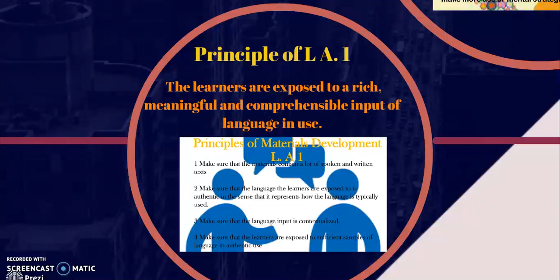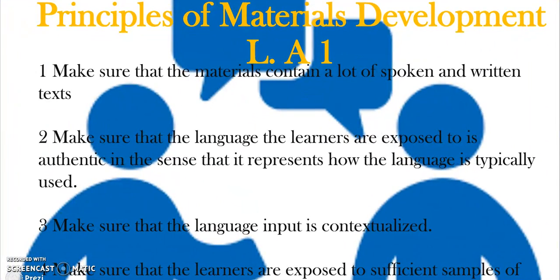Okay, let's continue. Principle of language acquisition 1. The learners are exposed to a rich, meaningful, and comprehensible input of language in use. And the principles of materials development for language acquisition 1 are: first one, make sure that the materials contain a lot of spoken and written texts.